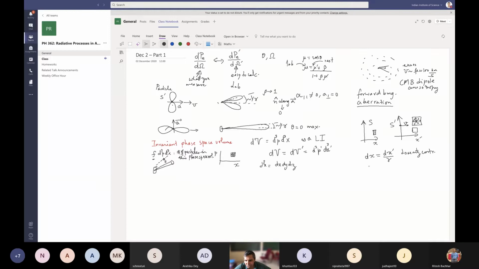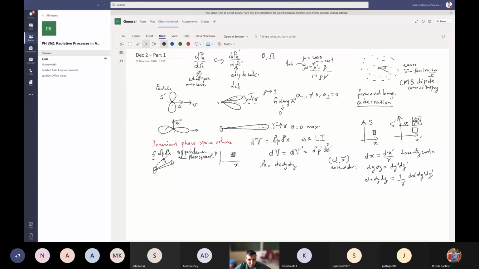But in the transverse directions, we know that ct comma x is a 4 vector, and the transverse components do not change. So dy dz equals dy prime dz prime, because the transverse components of a 4 vector are invariant. So the volume part, dx dy dz, equals 1 by gamma dx prime dy prime dz prime. This is the spatial part of the phase space volume.